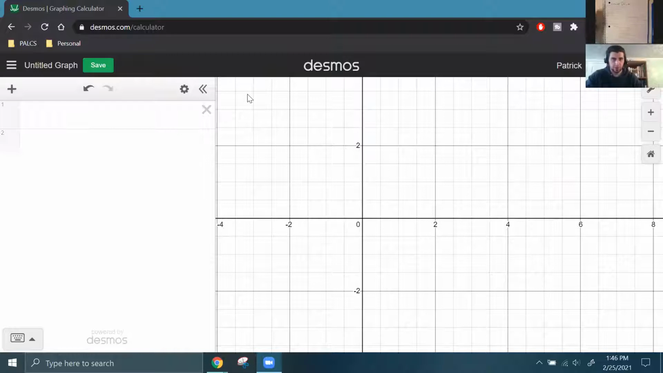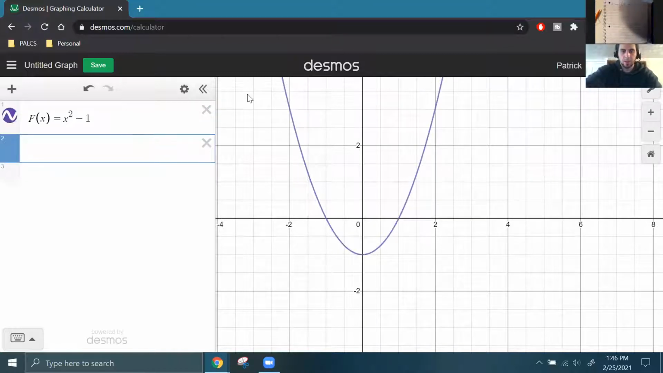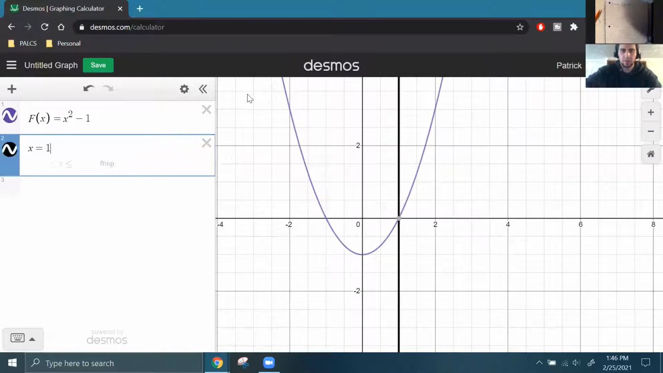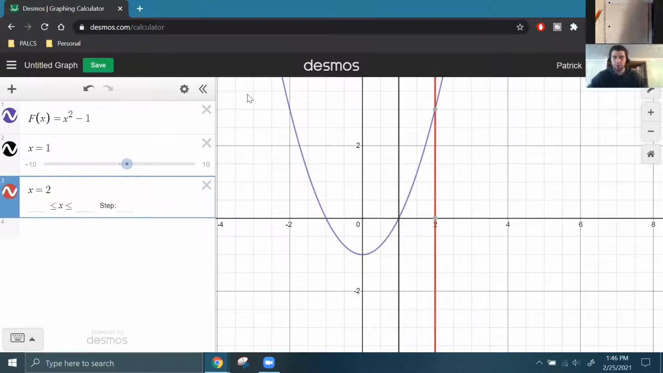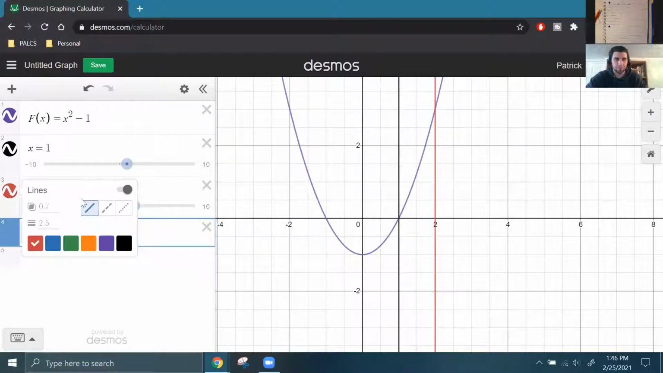So if we go to DESMOS here and we type in the function f of x equals x squared minus 1, and then I'm going to put the limits x equals 1, x equals 2 in here. So this is the graph of x squared minus 1 in purple. And then I just put the limits on here as vertical lines just to show you the region that we're going to capture. And what we're actually doing with the definite integral is calculating the area of this little region right here.